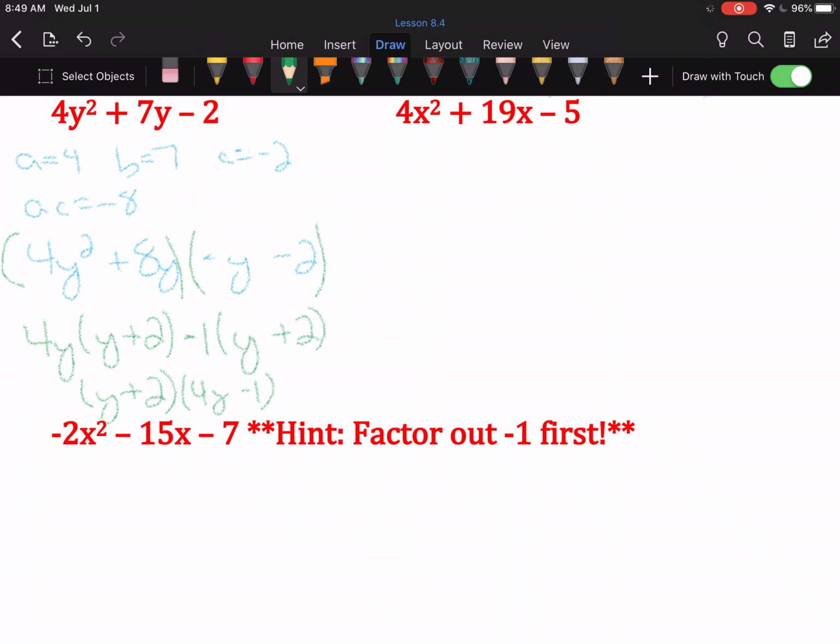On the next example, A is 4, B is 19, and C is negative 5, which means AC is negative 20.